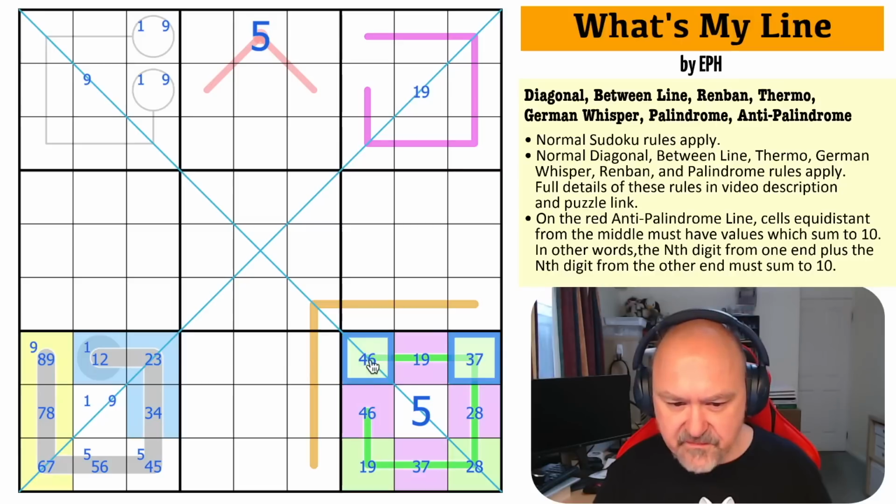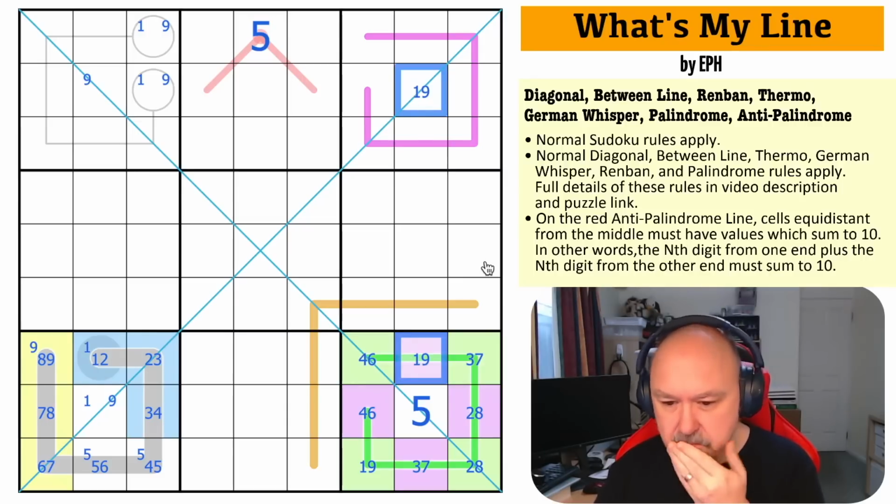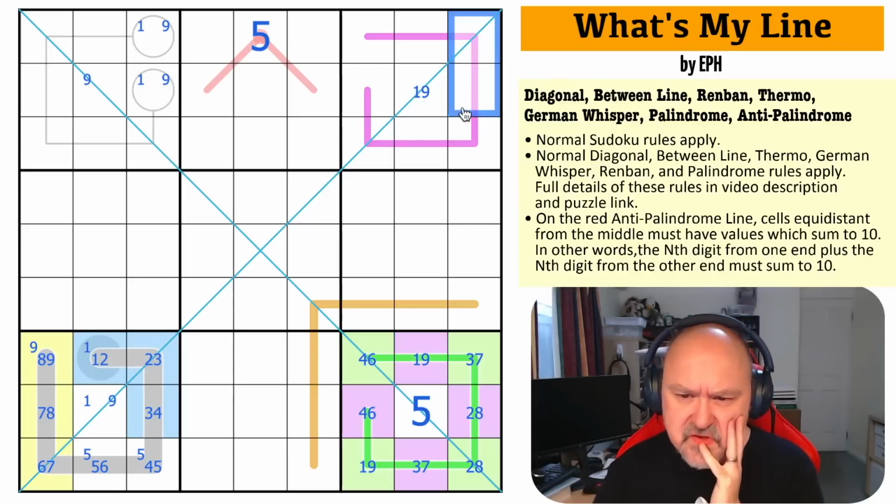Now, if this is 3, 4, this would be 2, 1. But I've got another 1. So I've now got a 1, 9 pair in this column. I cannot put 2 or 8 on here, but they have to go onto the line somewhere.